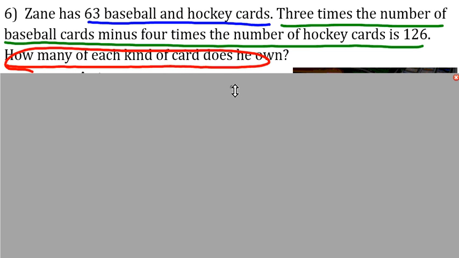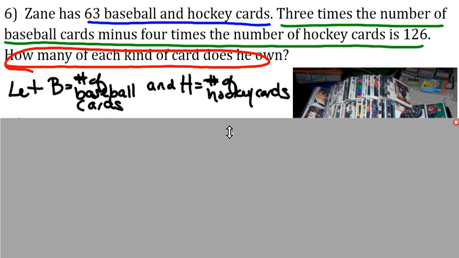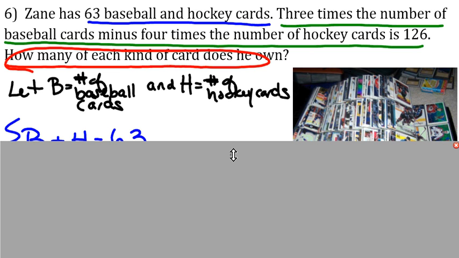So we keep talking about 2 types of cards, baseball cards and hockey cards. Those are the 2 variables that we are working with. So I'll say B equals baseball cards and H equals hockey cards. The number of baseball cards and hockey cards is 63. So B plus H equals 63.